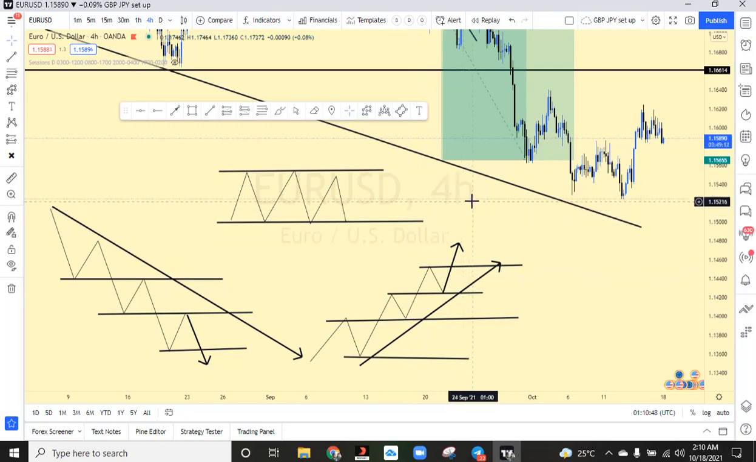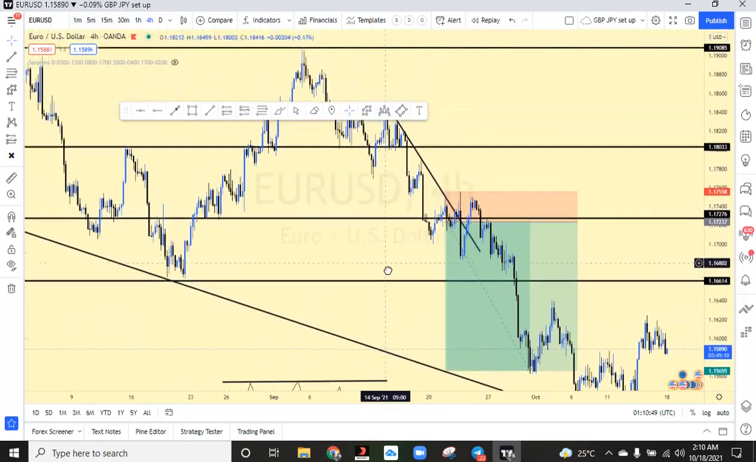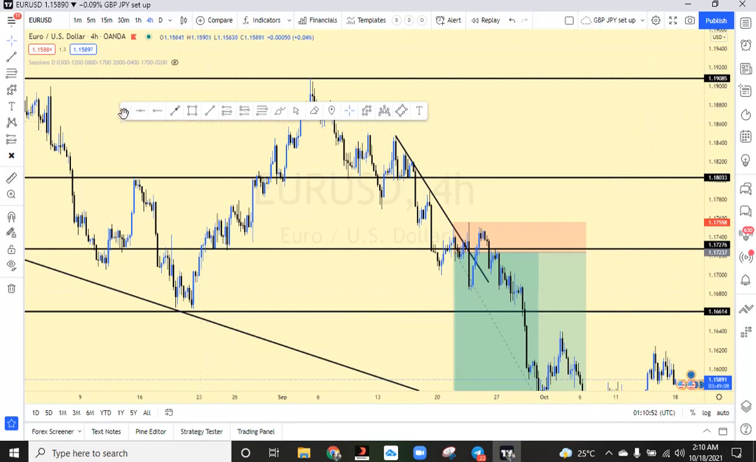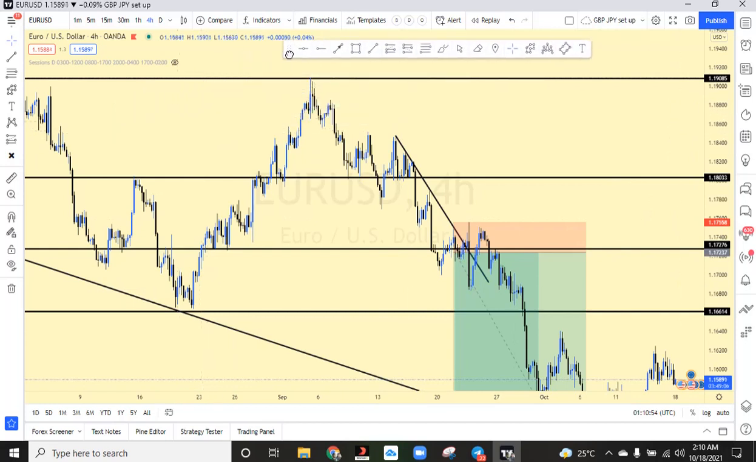Now let us go to the chart and observe the use of support and resistance. Now we get to see how price has played lately at this junction.